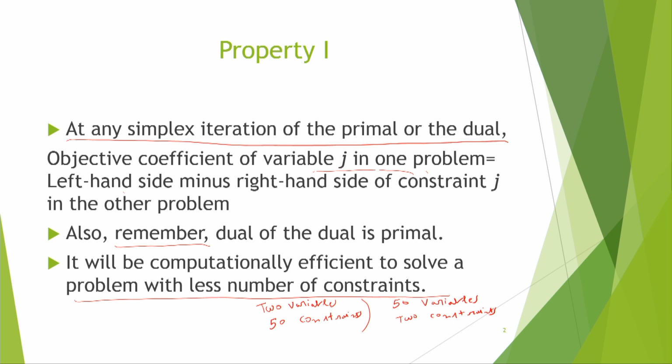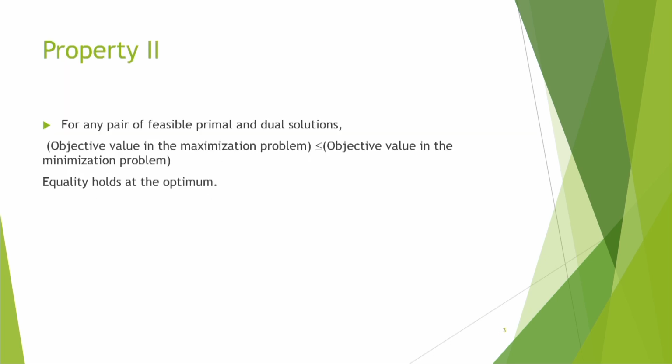So, you get an advantage computationally, and sometimes you may get this situation also: suppose you have 50 variables and 2 constraints. If you want to solve by the graphical method, then you convert it into the primal. So, you will have only 2 variables and 50 constraints. Although you have to draw 50 lines in the graph, at least you can solve it, whereas you cannot solve a 50 variable problem graphically. So, there are advantages.